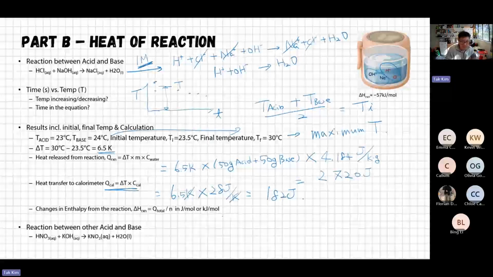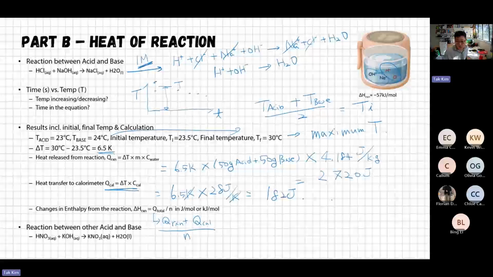And lastly, to find out the enthalpy, you need to use the energy from the reaction, which is Q reaction plus Q calorimeter. Hang on. Right, it doesn't say how we find the Q total, but I'm sure you are smart enough to figure it out. Plus Q calorimeter, right? And then divide by the number of moles of your reagent.